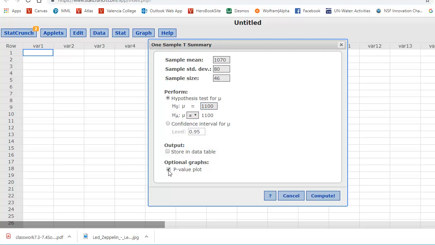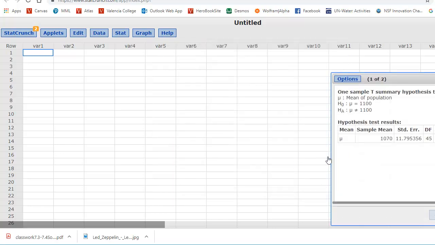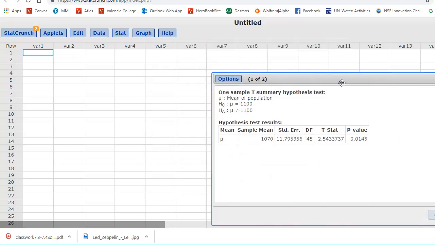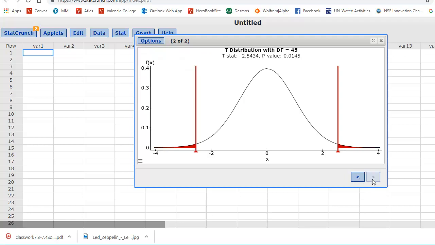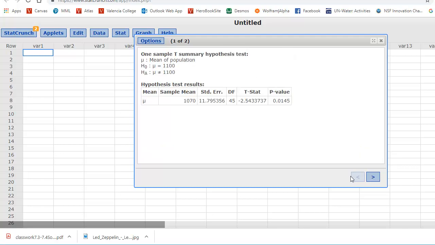I like to do the visualization of the plot, so plugging all that information in from my problem, I choose the p-value plot. For me personally, I like that. It brings up this information. Now if I go to the graph for a moment, I want to point out that it is giving me a critical value. Oh, you know what? I forgot. With the t-statistic in StatCrunch, it doesn't find the critical value for you.